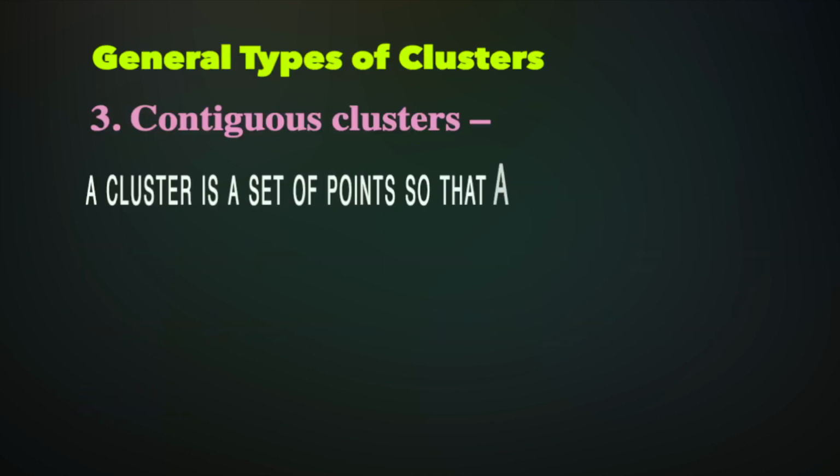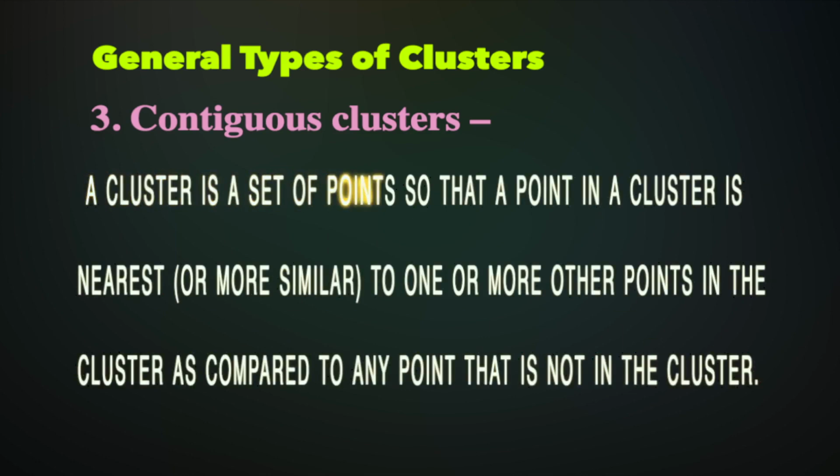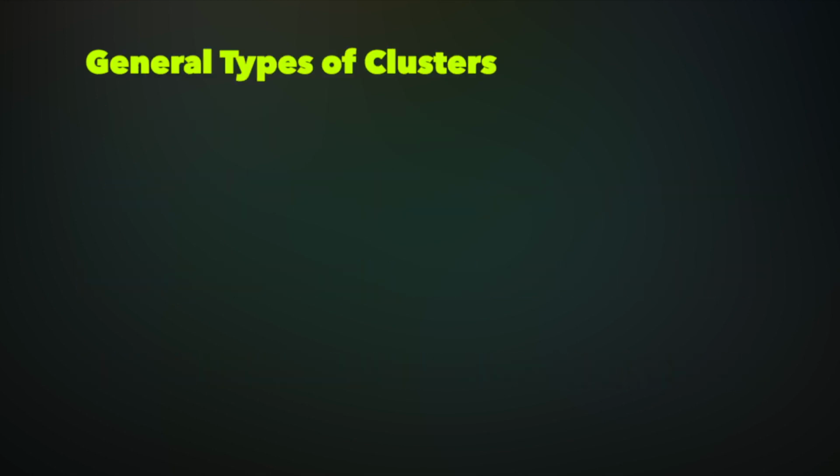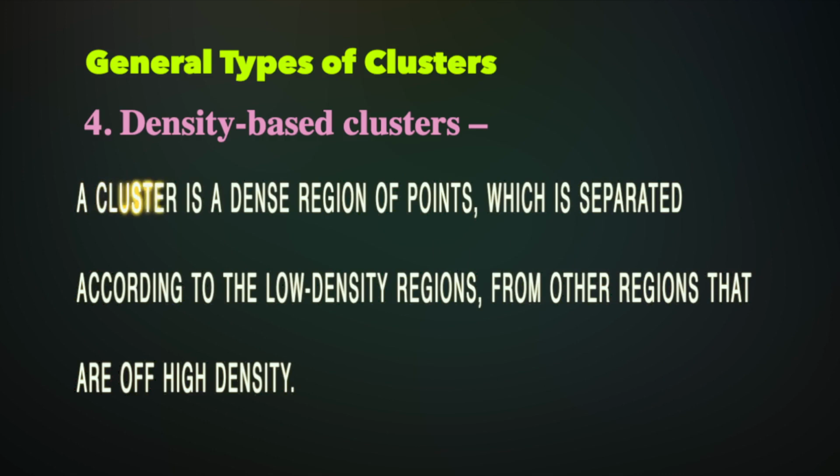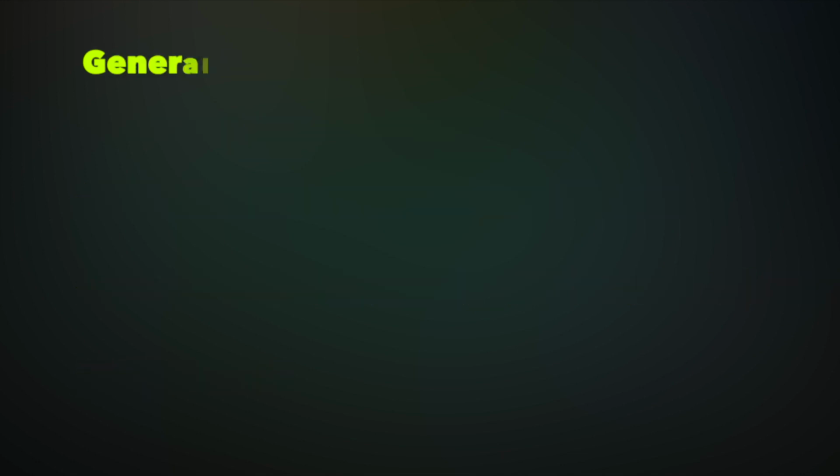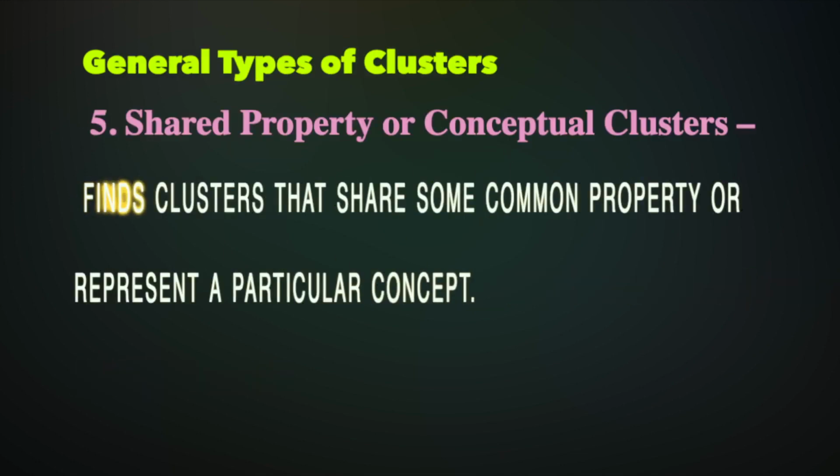The third type is the contiguous cluster. A cluster is a set of points so that a point in a cluster is nearest or more similar to one or more other points in the cluster as compared to any point that is not in the cluster. The fourth type which we will see now is a density based cluster. Here a cluster is a dense region of points which is separated by low density regions from other regions that are of high density. The fifth type is the shared property or conceptual cluster. It finds clusters that share some common property or represent a particular concept.